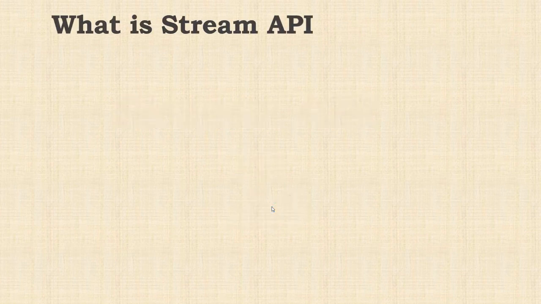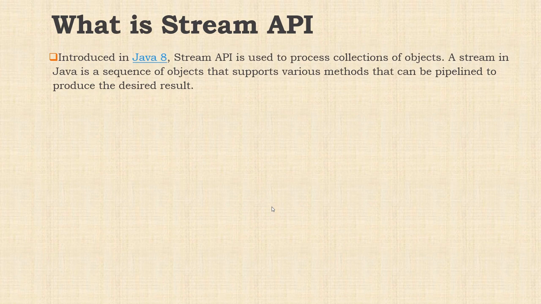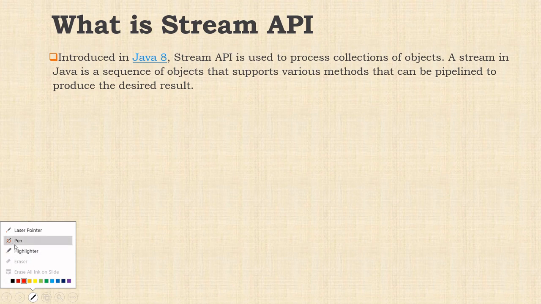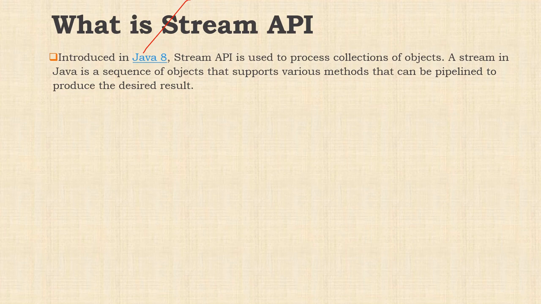What is Stream API? Introduced in Java 8, Stream API is used to process collections of objects. A stream in Java is a sequence of objects that supports various methods that can be pipelined to produce the desired result. So it is for the processing purpose, not for the storing purpose.